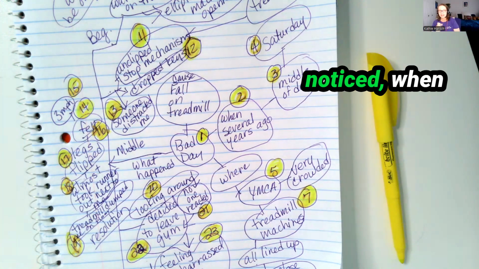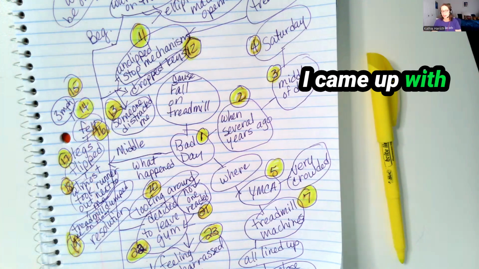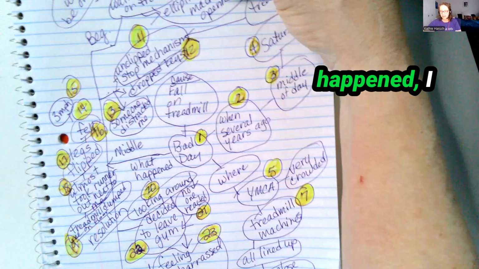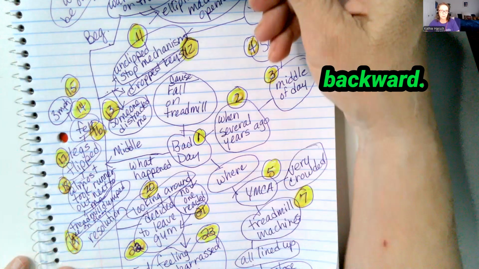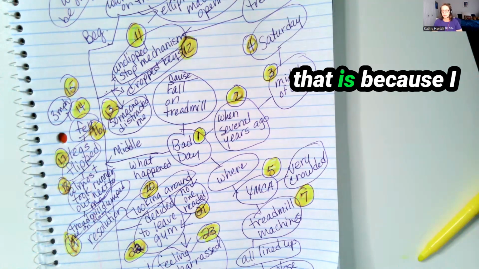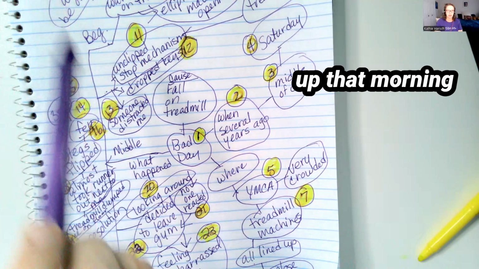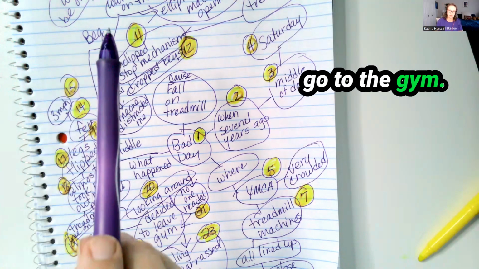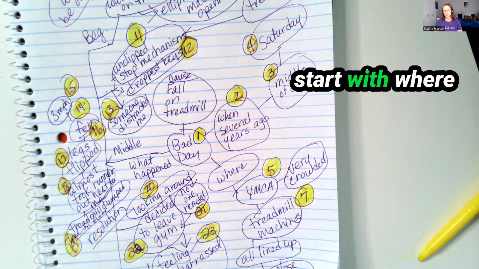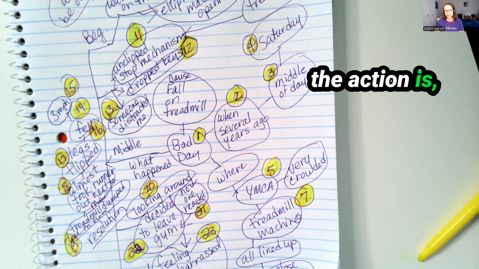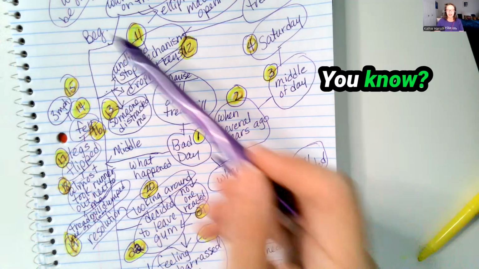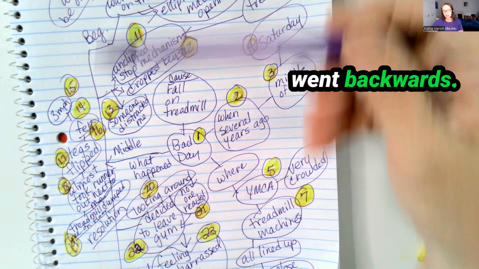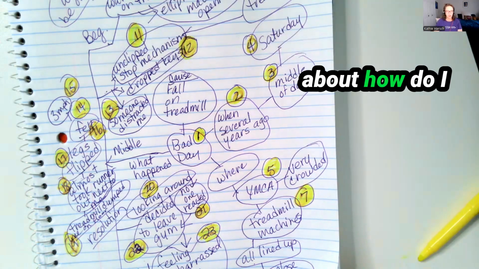And if you noticed, when I came up with what actually happened, I went to the end first and worked backward. The reason I did that is because I didn't want to start off with waking up that morning and deciding to go to the gym. I wanted to start with where the action is just before the fall, like what caused the fall, you know? So that's why I went backwards. And I also wanted to think about how I want to end this.